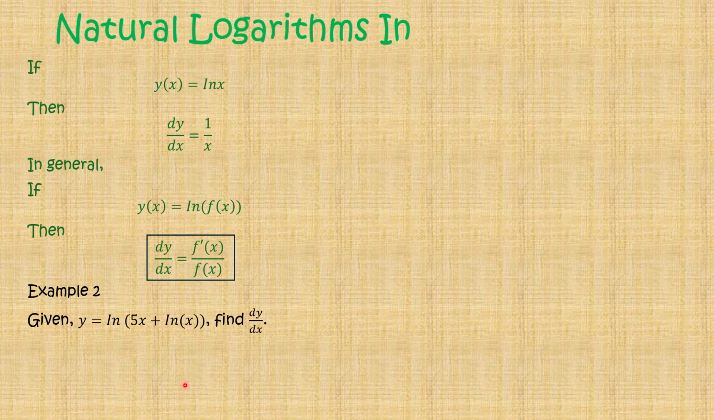Now let's look at example 2. We are given that y is equal to ln of 5x plus ln x. Find dy dx. So the solution. We have the y, which is given to be that. And within the ln function, we are going to take that and make it the f of x. That is to say that f of x is 5x plus ln x, which is the inner function within the ln function. Right, so the amazing part is within the ln function, we also have a ln function.